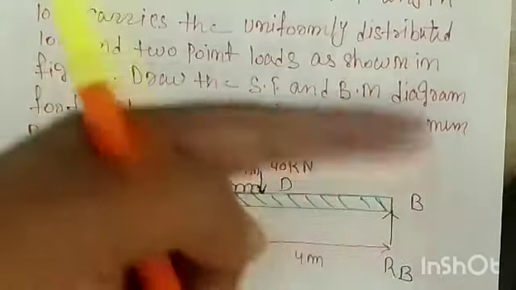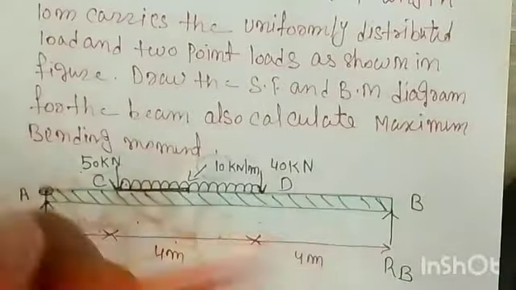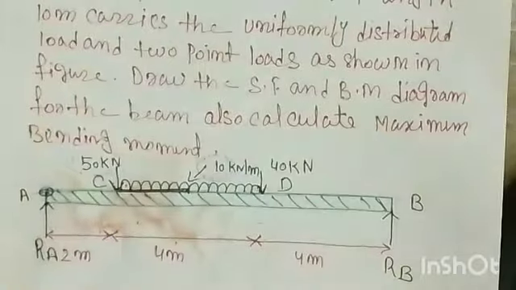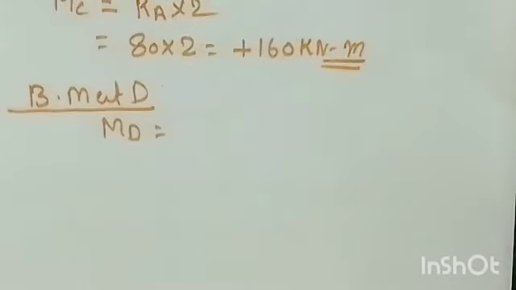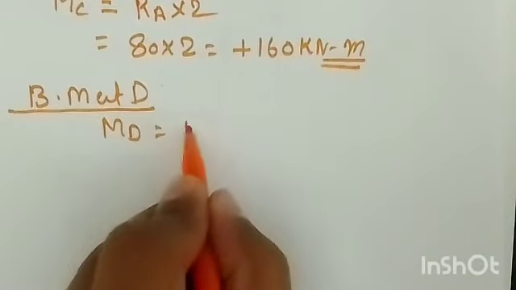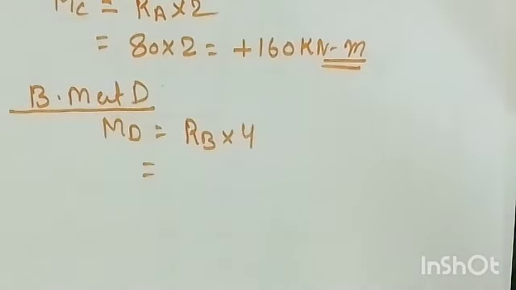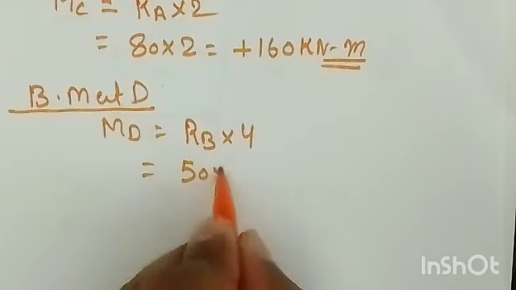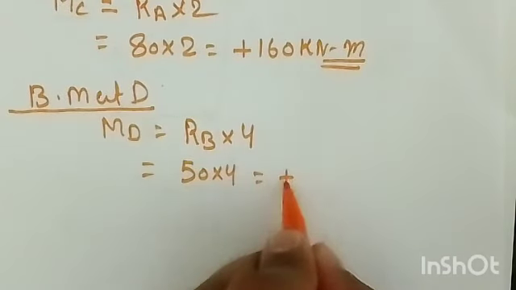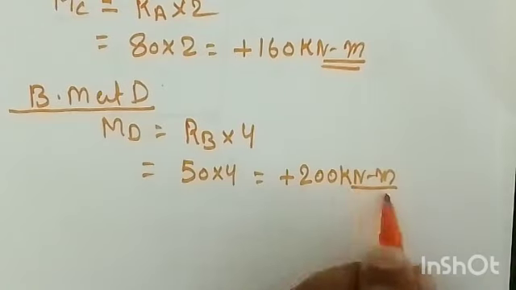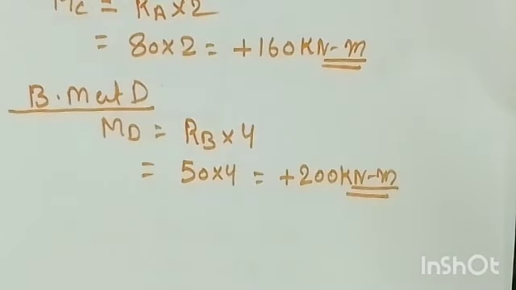This is your right side, and from the right side it is the anti-clockwise rotation. So when anti-clockwise rotation is from the right hand side, it will be a positive bending moment. So bending moment at D is nothing but RB into 4. And the RB you got is 50, so it is 50 into 4, which is plus 200 kilonewton meter. Now we need to find the maximum bending moment.